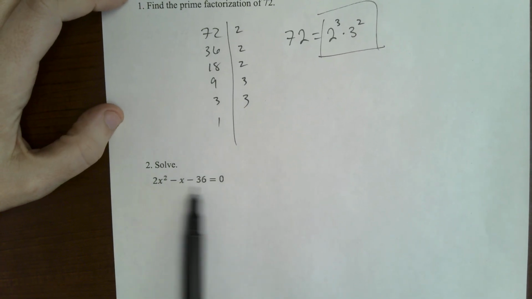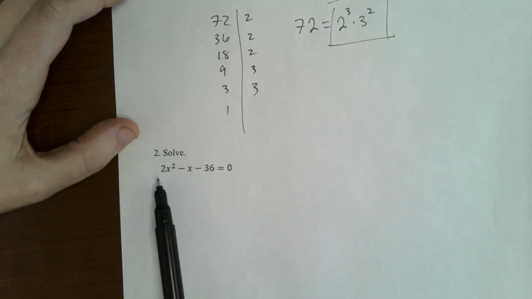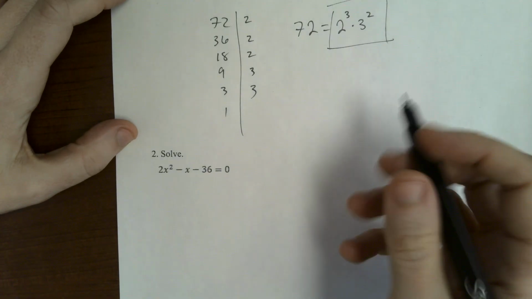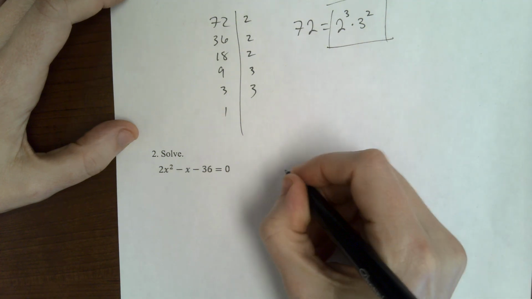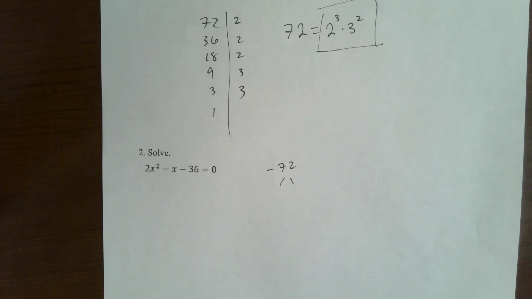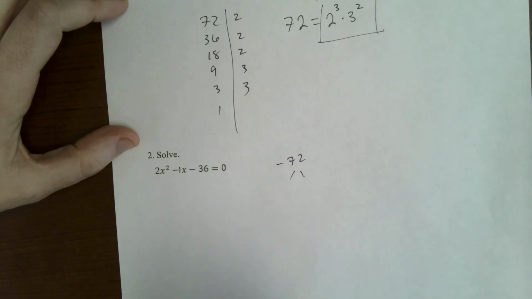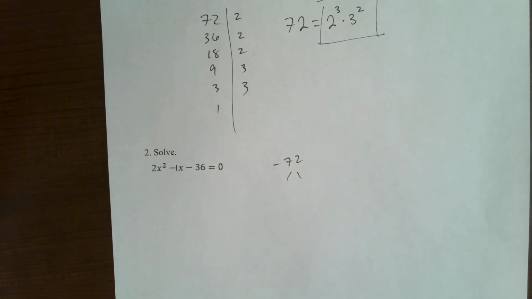So you're going to solve this. So I do 2 times negative 36. Okay, so I'm getting negative 72. Okay, so I want two numbers that multiply to make negative 72, but then they have to add to make negative 1.